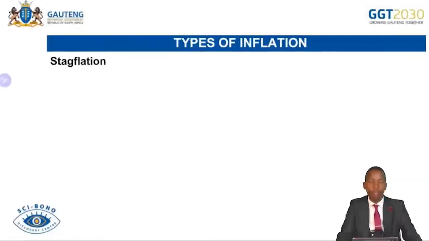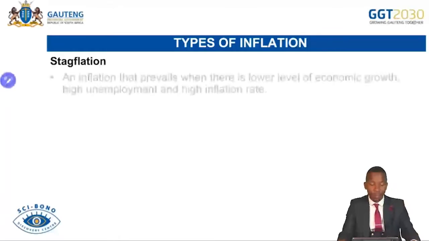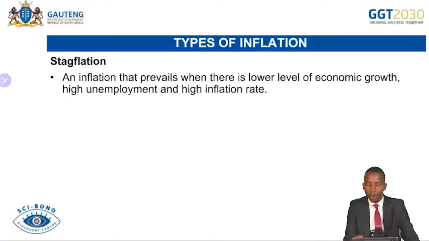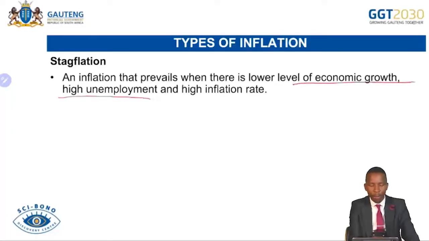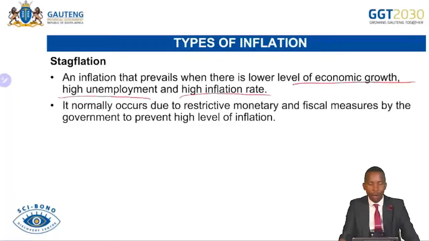Continuing with stagflation. This is the kind of inflation that results in more inflation, lower economic growth, and a high level of unemployment. So it stagnates. We call that one stagflation. Just note, there is a high inflation rate, a lower economic growth rate, as well as a higher unemployment rate. It is inflation that prevails when there is a lower level of economic growth, a high level of unemployment, and a high level of inflation rate. So we call that one stagflation. It normally occurs due to restrictive monetary and fiscal measures by the government to prevent a high level of inflation.